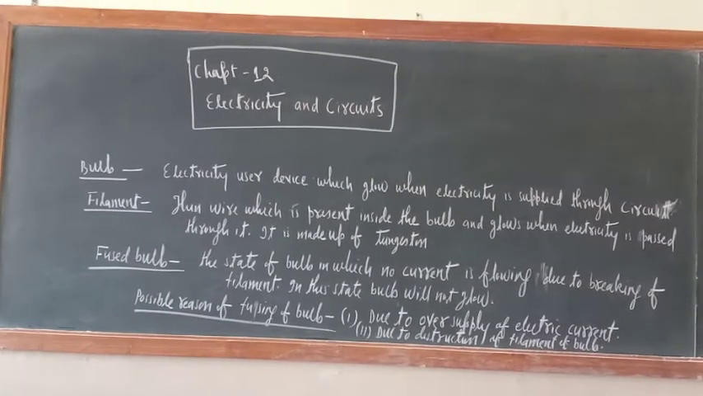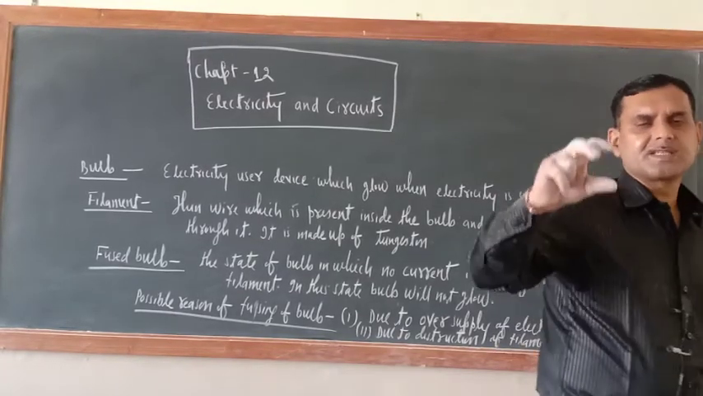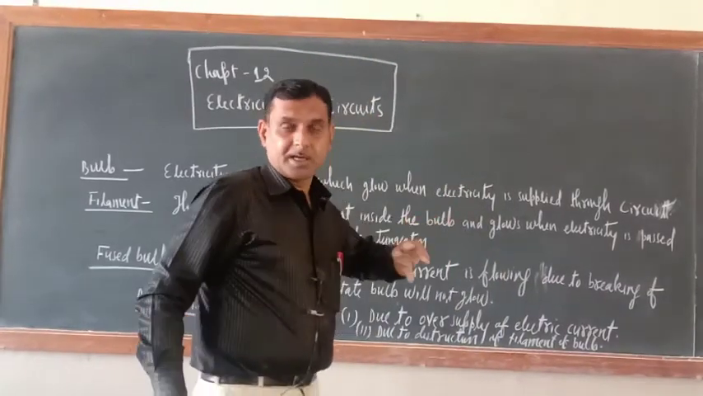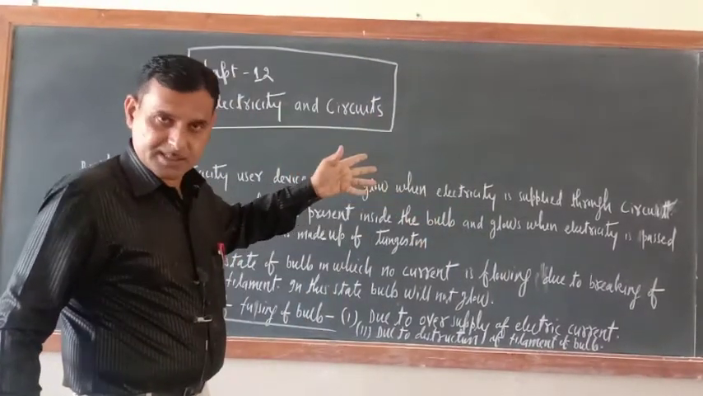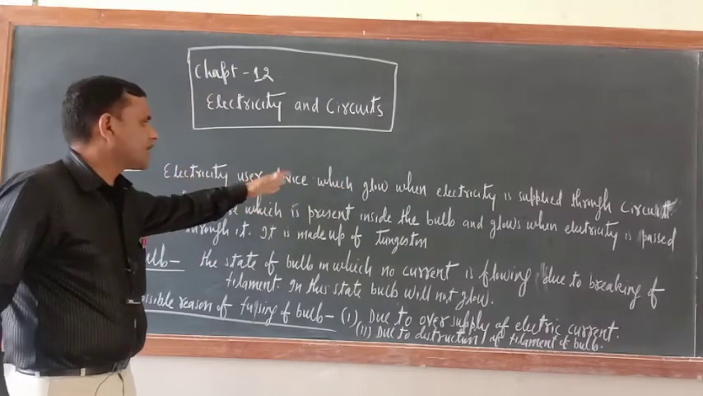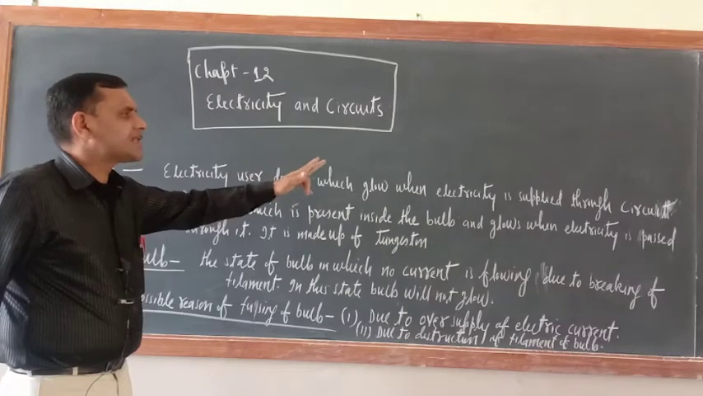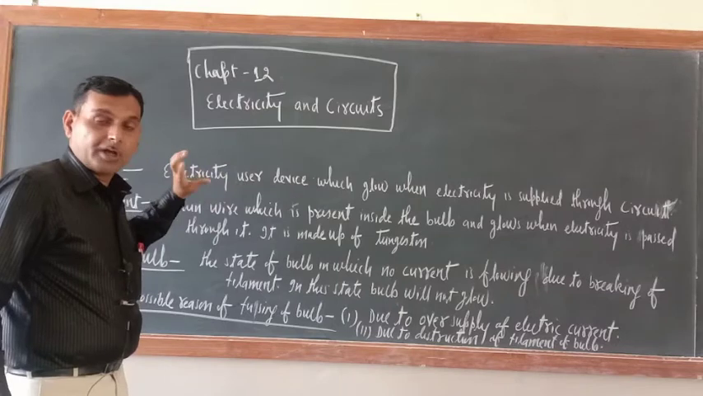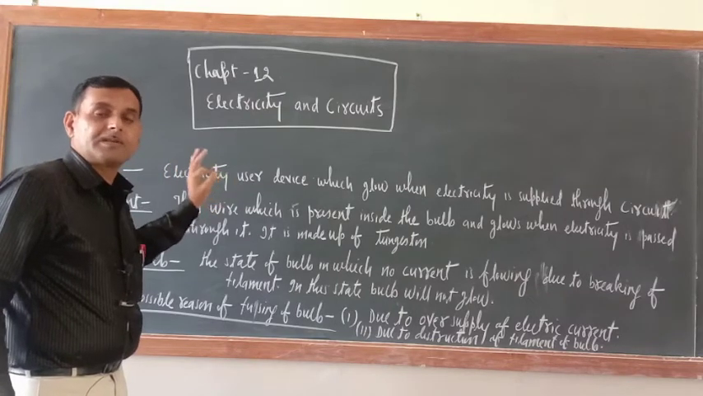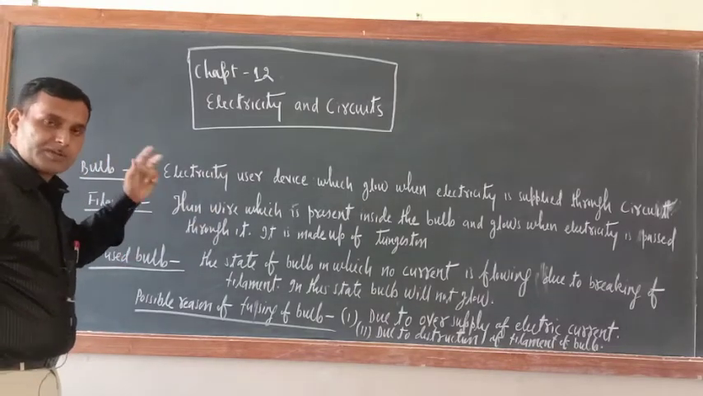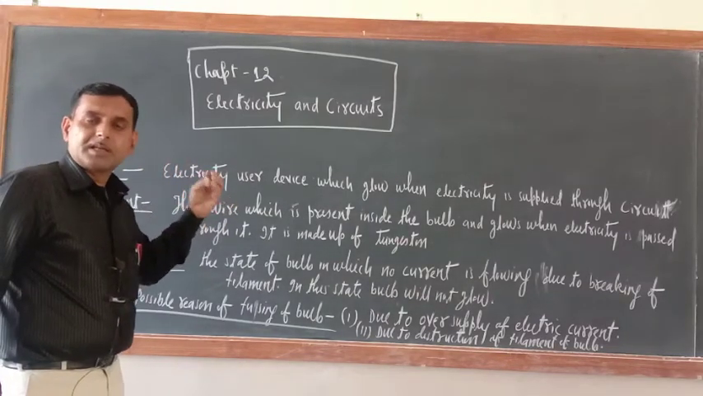Okay, so now the bulb. You might have seen the bulb. A bulb is inside the torch, a bulb is there in the houses, a bulb is there in some other electrical devices, isn't it? So what is the bulb? Actually, a bulb is an electricity user device which glows when electricity is supplied through the circuit. I am not talking of the size of the bulb, but actually a bulb is nothing but an electricity user device.